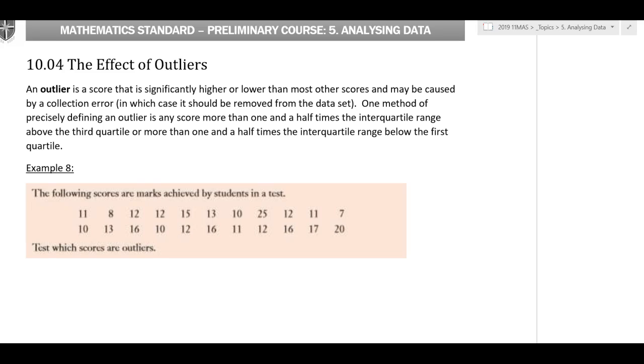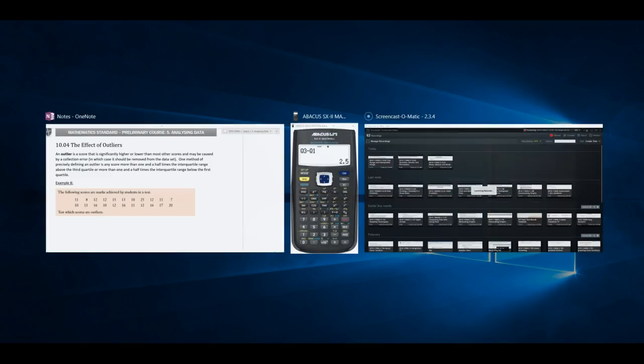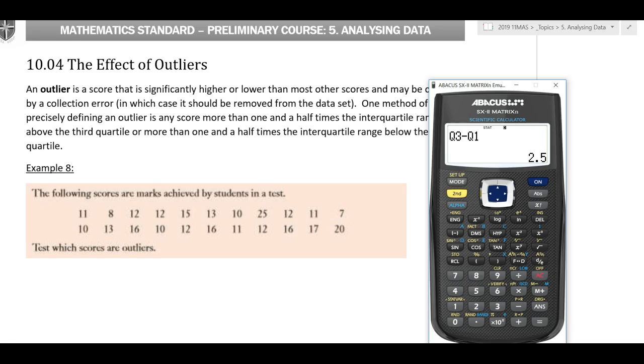So here are some scores. I need to know which are outliers. Well, unordered scores, there's quite a lot of them there. You've got to rewrite them in ascending order. That's quite computationally difficult or time consuming. I'm going to come back to my calculator.